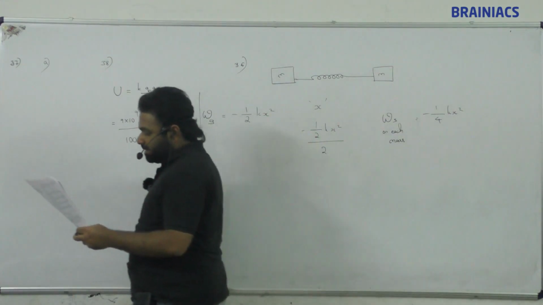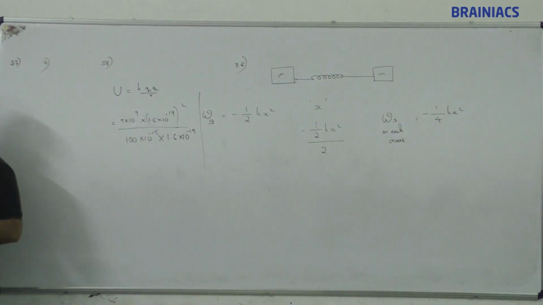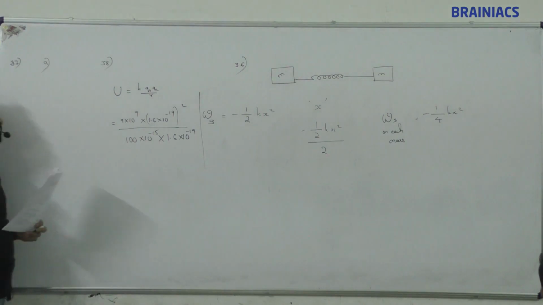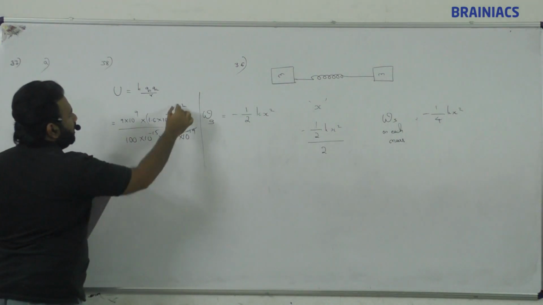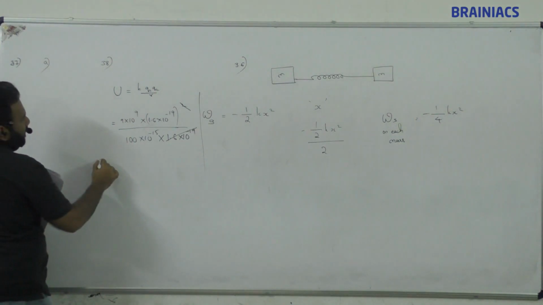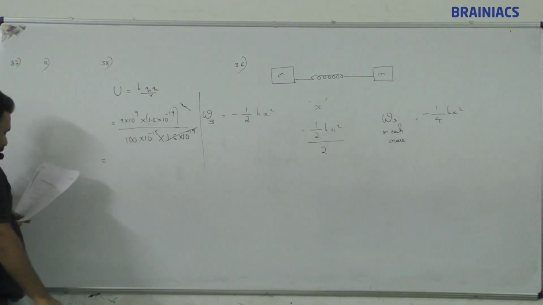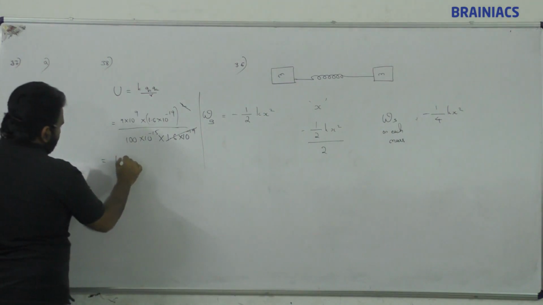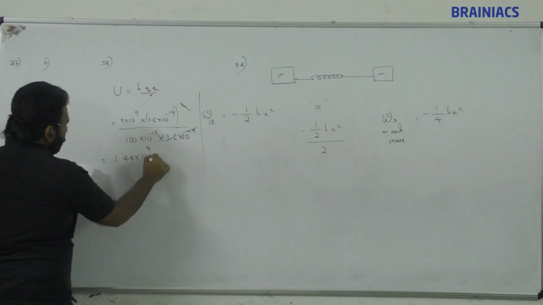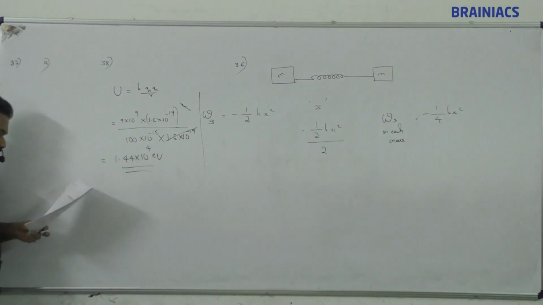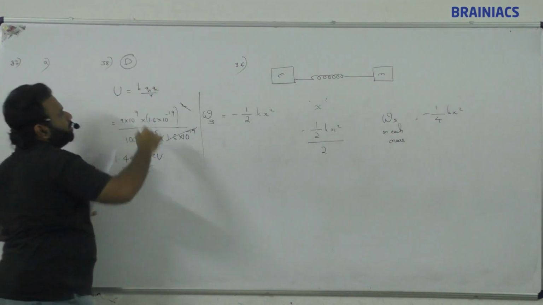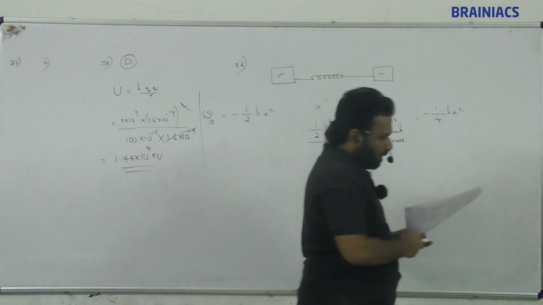Okay, so cancel them. What answer will we get? This one and one square will be cancelled off. So what will be the answer? 0.44 into 10 raised to 4 electron volt is the answer. Are you getting it? So option D. Clear?